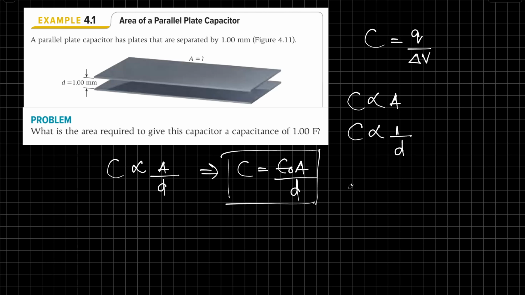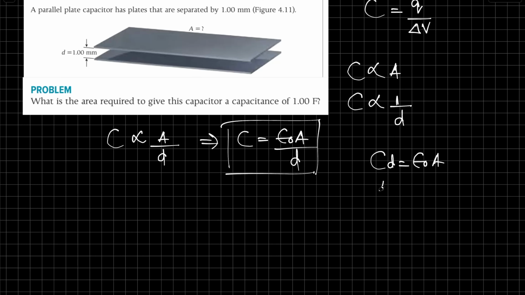If you rearrange this equation, you cross multiply. You'll get CD equals epsilon 0 A, or A equals CD over epsilon 0. Capacitance is 1 farad. Distance between the plates is 1 millimeter, that is 1 times 10 to the power minus 3. Epsilon 0 is 8.85 times 10 to the power minus 12.